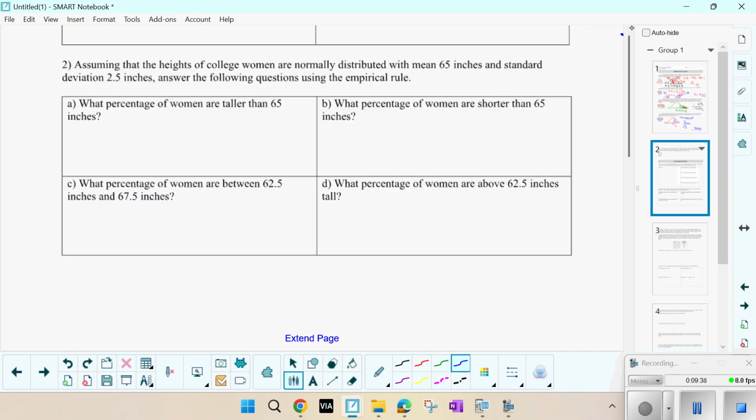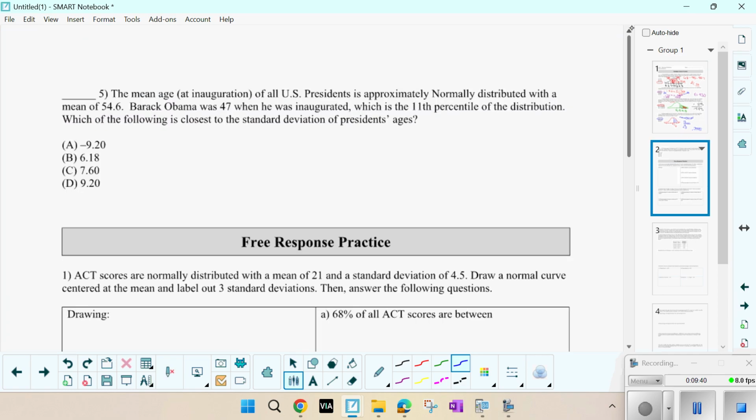Okay, next page. Number 5, the mean age at inauguration of all U.S. presidents is approximately normally distributed with a mean of 54.6. Barack Obama was 47 when he was inaugurated, which is the 11th percentile of the distribution. Which of the following is the closest to the standard deviation of the presidents' ages?